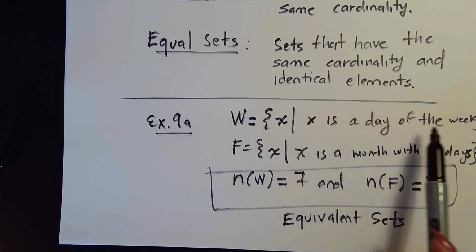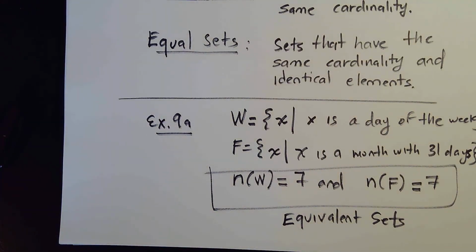W is looking at the days of the week, so you have 7 different days. F is looking at months with 31 days. If you look at the Gregorian calendar, you're going to find that you have 7 months that have 31 days. Therefore, both of the sets have the same cardinality, and that makes them equivalent sets. They're not equal because they do not have identical elements. They are only equivalent because they have the same cardinality. Cardinality is the number of distinct elements in a set.